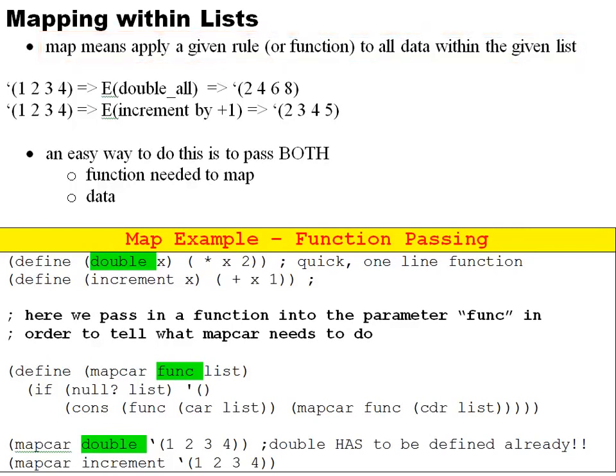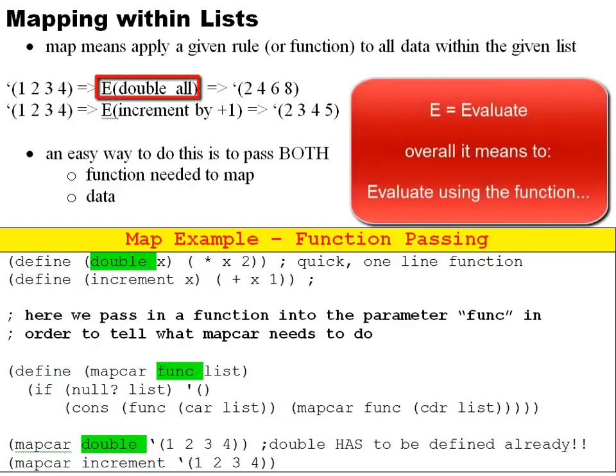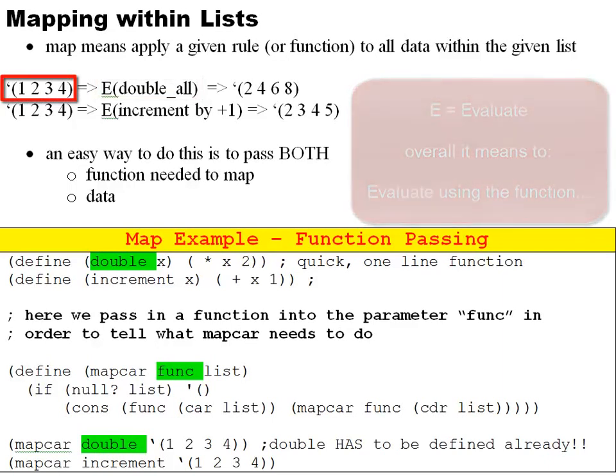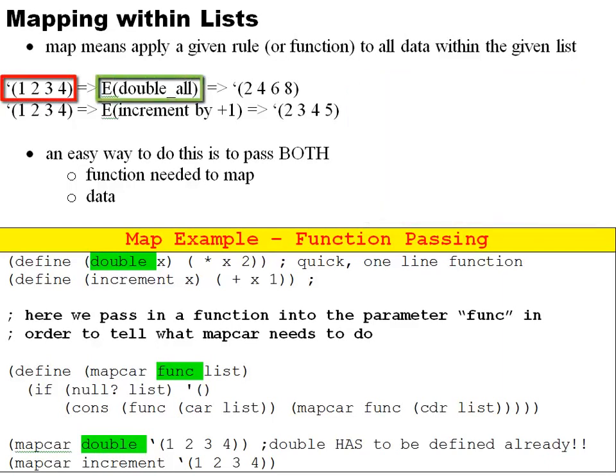In the example that I have for you here, there is a function named double-all, and the E means evaluate. So starting from the left-hand side, we have the list 1, 2, 3, 4. We're going to give it the mapping of the function double-all, which is going to double all the values, and the result will be the double of every single element in that list.